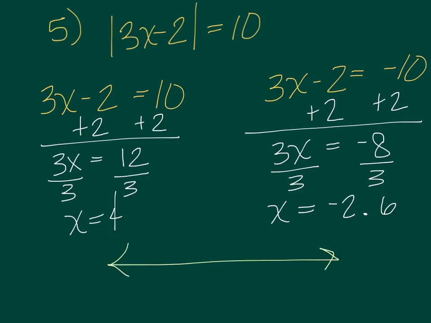Finally, we need to graph. So again, I'm going to do 0. I'm going to do 4, and then I'm going to do negative 2.6 a little closer because it's closer to 0 on the number line. And at each one, I'm going to make a point, and there is my answer.